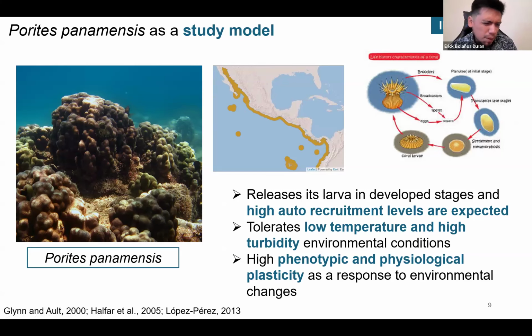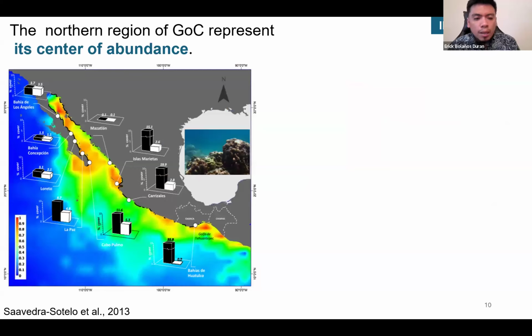But the interesting thing about this species is that it's a brooder, so it releases its larvae in a developed stage. So we can expect a lot of auto-recruitment between colonies that are close. Also, it tolerates low temperature and high turbidity because it exhibits a lot of phenotypic and physiological plasticity in response to the environmental gradient in its distribution. Something interesting is that, according to the niche model, the center of abundance of Porites panamensis is in the north of the Gulf of California.